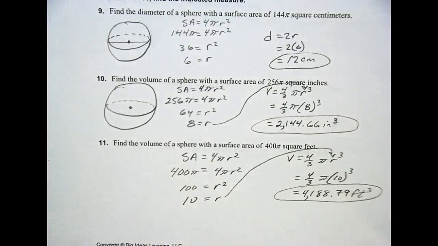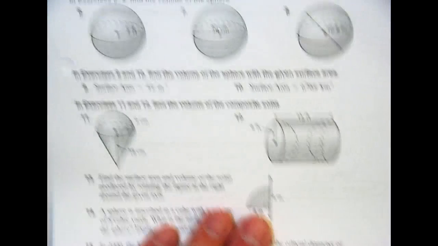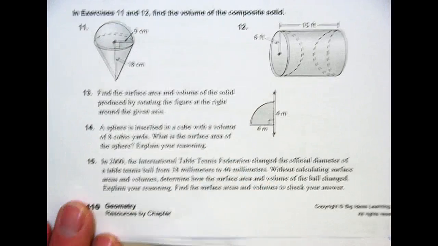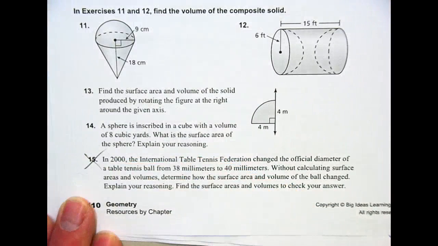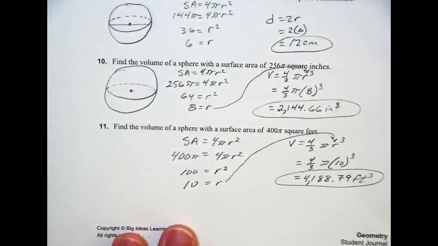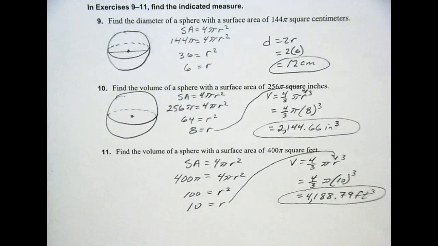On this assignment, I want you to do all of it with the exception of 15. You can skip since we have not covered similar figures yet, so you can cross this one out. All right. Very good. So there's your 9 through 11. Please let me know if you have any questions. Answers are on the board if you'd like to check your work.